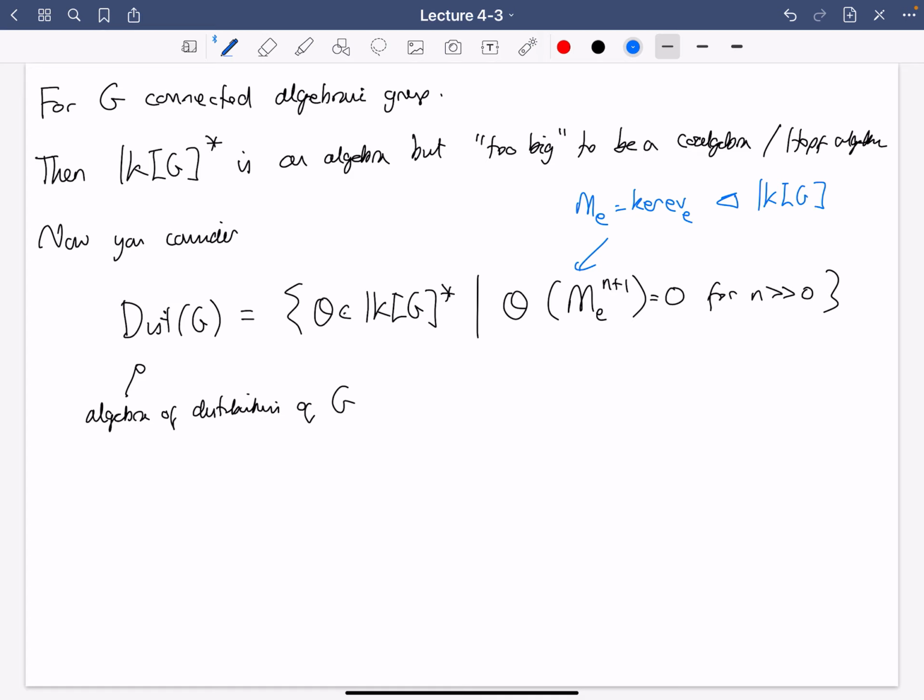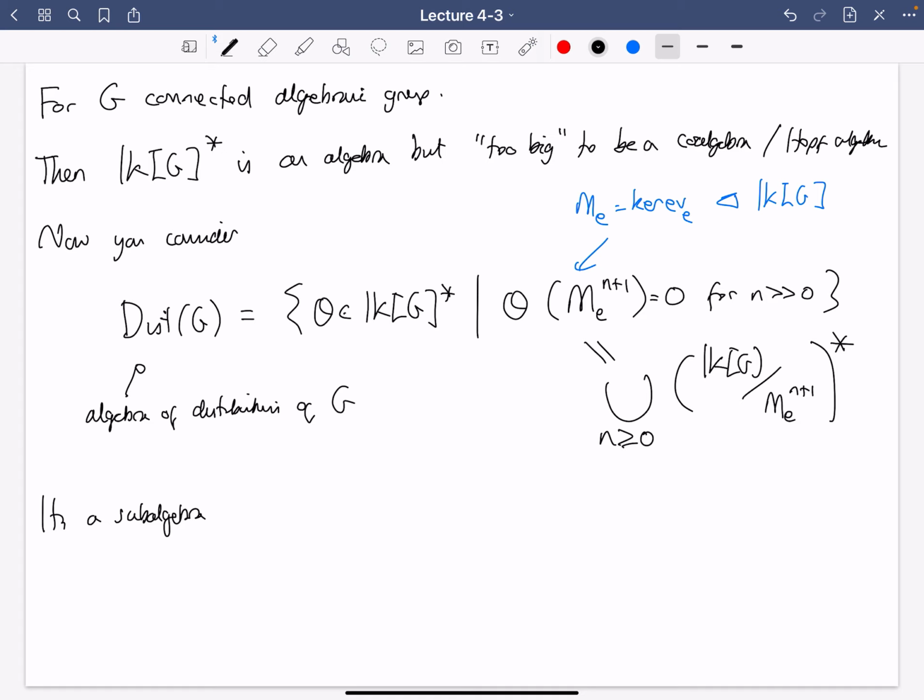Okay, so we're starting from an algebraic group here. You have the maximal ideal corresponding to the identity element. And if you don't look at the whole linear dual, you look at this subspace called dist G, all functions from K of G to the field which kill sufficiently large powers of this maximal ideal. Maybe another way of thinking about this, it's the union of the duals of K of G quotiented out by the n plus 1th power of the maximal ideal. That's this algebra of distributions. So it sits inside this algebra K of G star. It's a subalgebra.